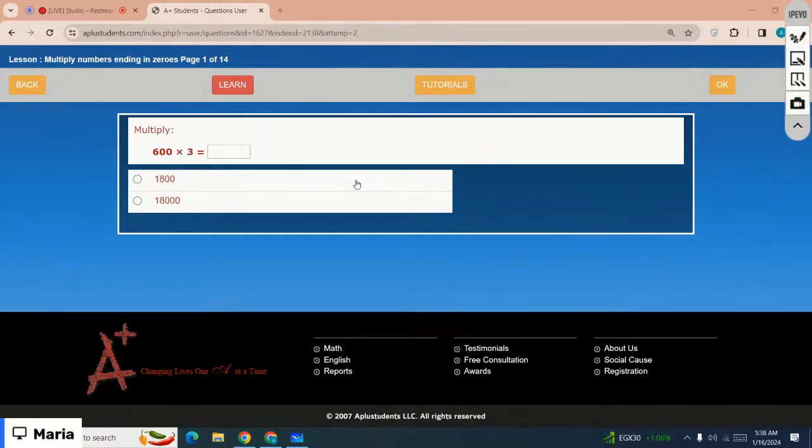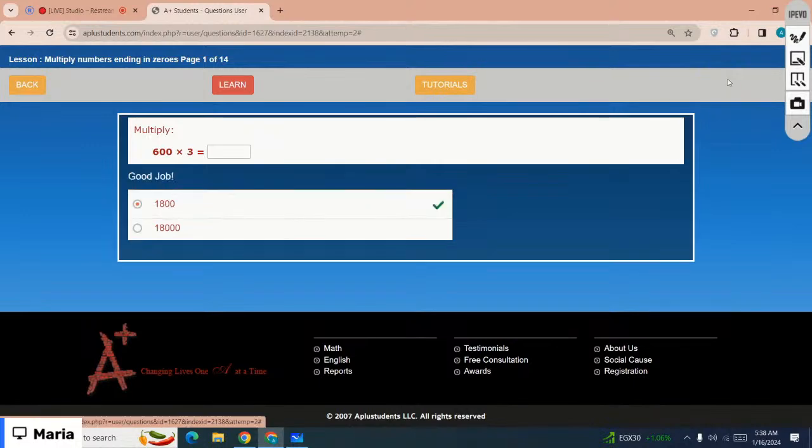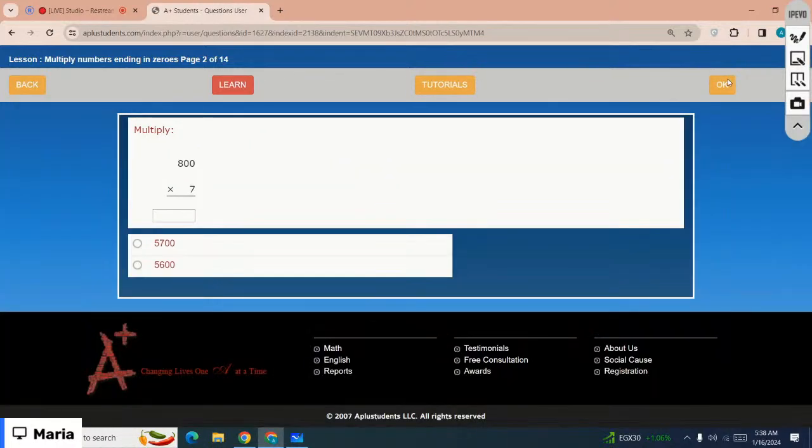So whenever you have to multiply numbers with zeros, just multiply the non-zero values and then add the zeros you have with the multiples, right? Multiply 800 times 7, which is the correct option.